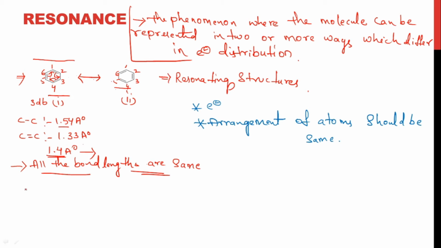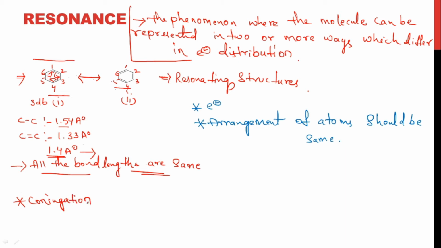Okay, so now we have seen the definition of resonance and how the electrons are moving and how to represent the conversion of one resonance structure to the other, and also we have learned that the arrangement of atoms should not change. The arrangement of atoms should always be the same. Okay, now what are the molecules which are undergoing resonance? What is the criteria? The important criteria for resonance is conjugation. A molecule needs conjugation to undergo resonance.